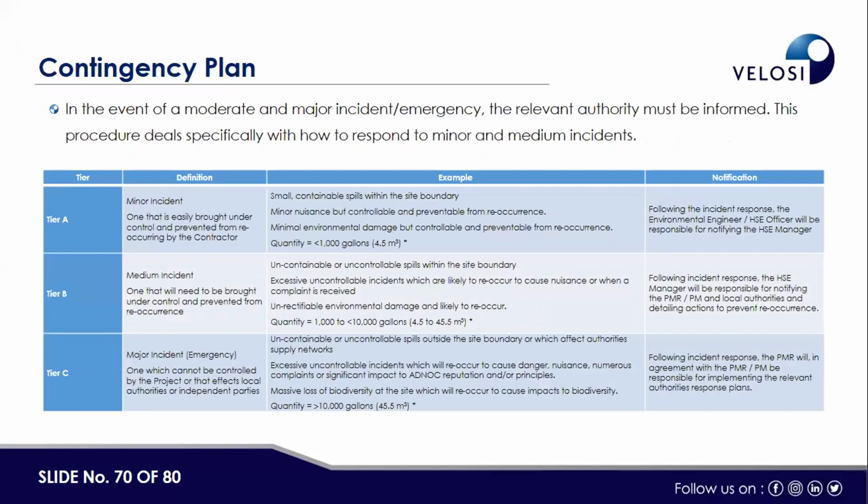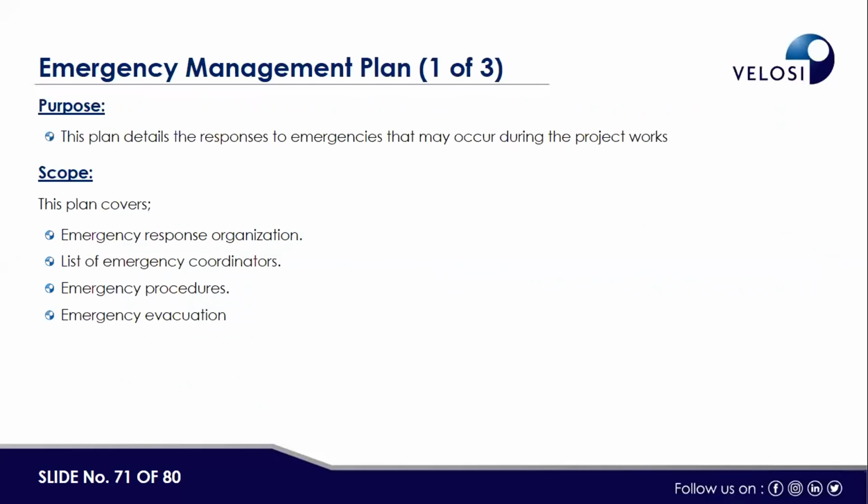Then we have developed the contingency plan. We have developed it based on Tier A, Tier B, and Tier C. Tier A is a minor accident. Tier B is medium, and Tier C is a major accident or emergency. So we have developed a contingency plan in case of any kind of emergency, either Tier A, Tier B, or Tier C.